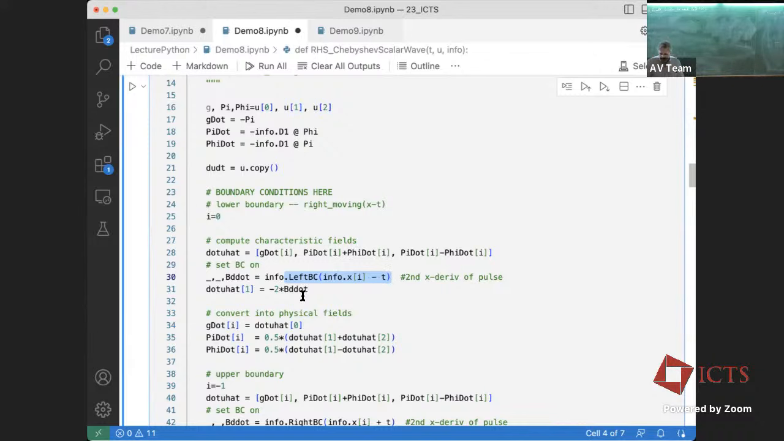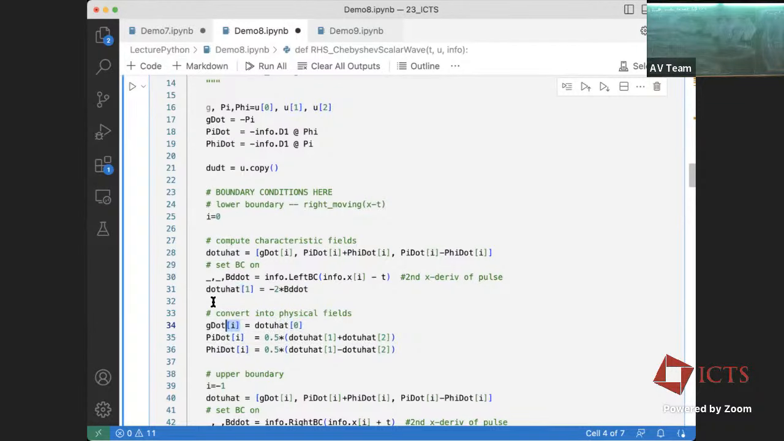So that's why we need the second time derivatives. You basically simply replace the relevant time derivative of u hat by whatever your choice is. And then you invert the yellow equations on the right and put that back into the corresponding grid point of the original evolution equations for G, pi, and phi.